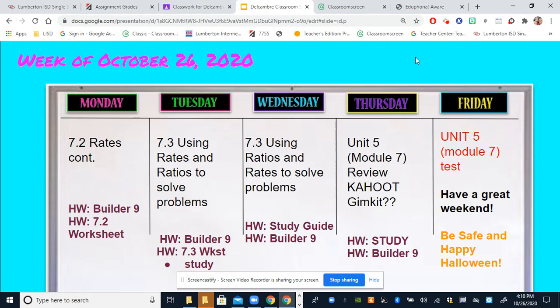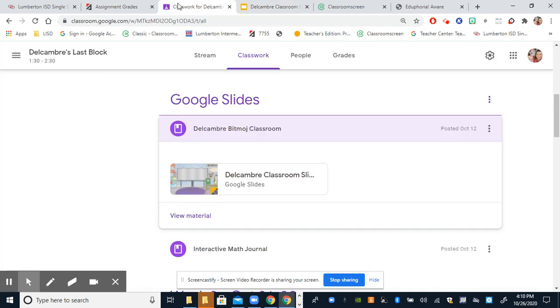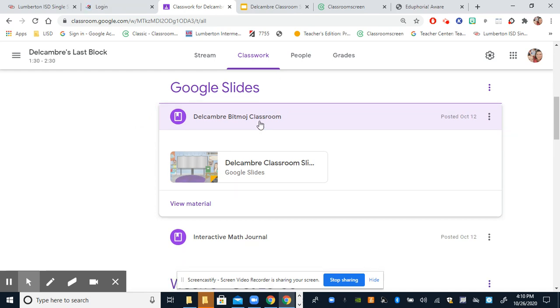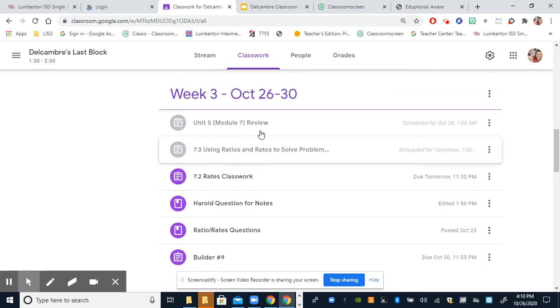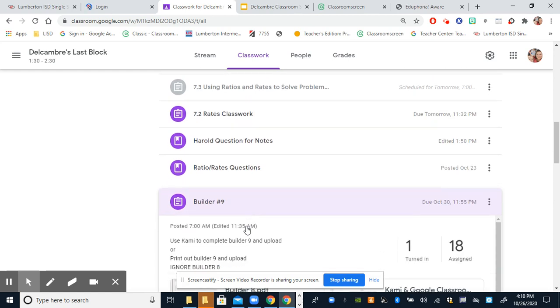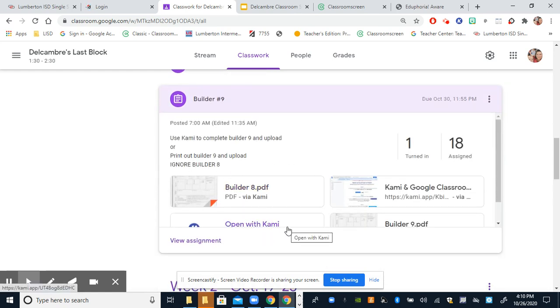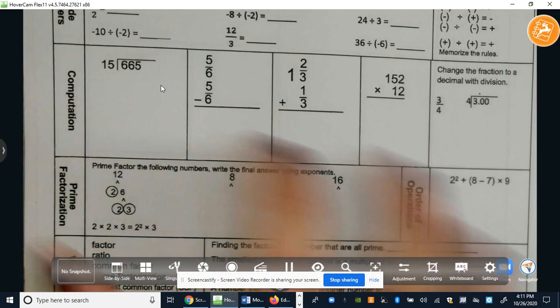Let's go to Builder 9. So I made an oops. Thank you to my middle block that saw my oops. If you go to your classwork, for some reason on Builder 9, I included Builder 8. Don't know how that happened. I guess I clicked it too fast. So to complete Builder 9, ignore Builder 8. So there's Builder 9. I posted it. And we're going to go ahead and look over it. So let me pull up our builder.